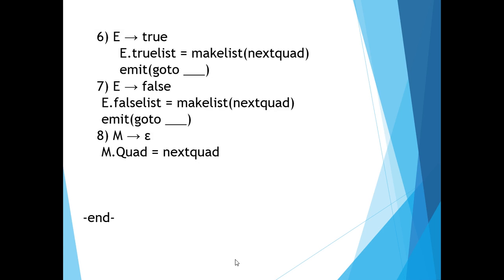For E is true, E.truelist is makelist(nextquad) and emit(goto blank). It's like something is missing, so go to somewhere else. For E is false, E.falselist is makelist(nextquad) and emit(goto blank). Then M is empty, M.quad is nextquad. The goto statement has a blank, so you can put the statement there in the spaces provided.